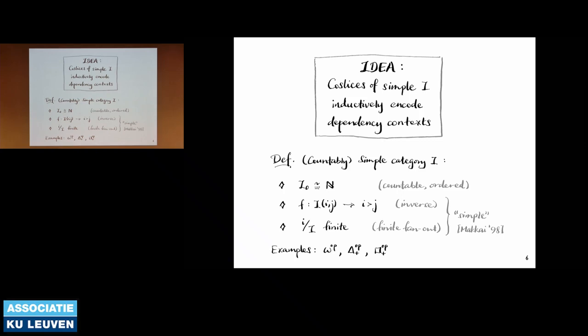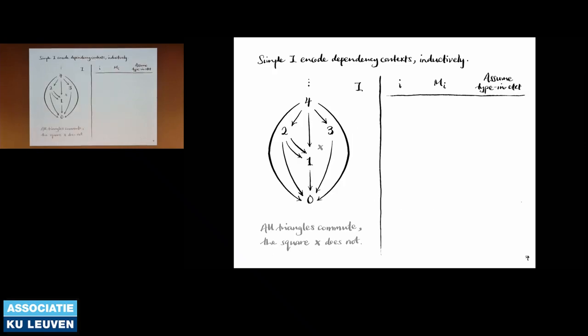Okay, so the point is that co-slices of simple categories encode dependency contexts. And how does this work? Well, here is an example of an initial segment of an inverse category. It's simple, trust me on that.